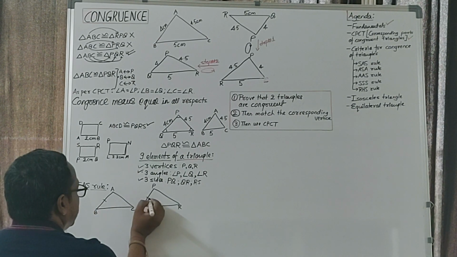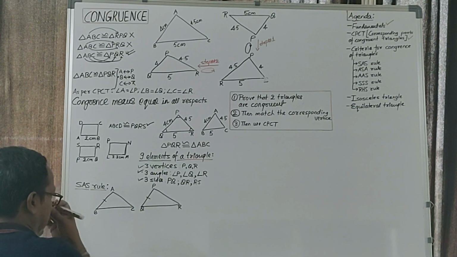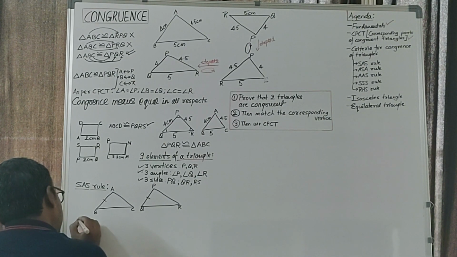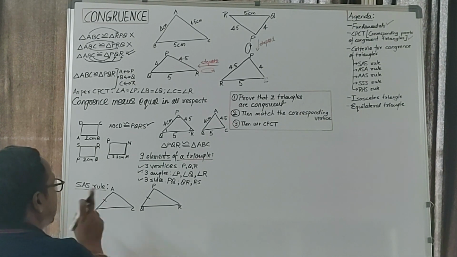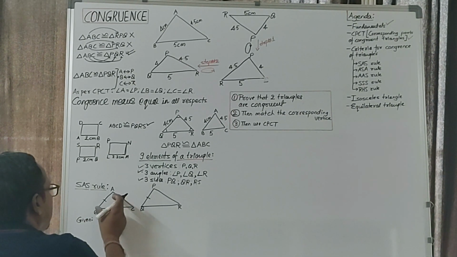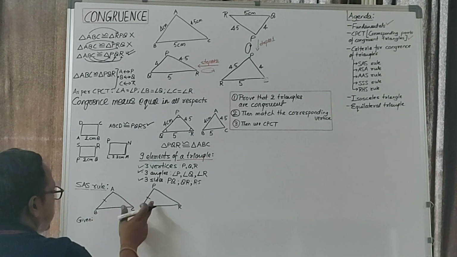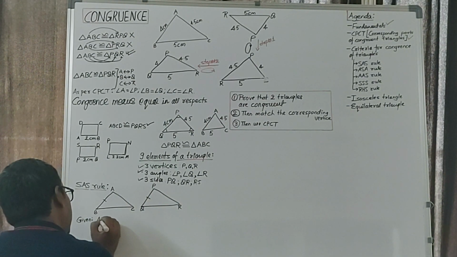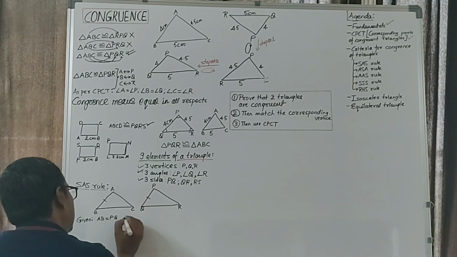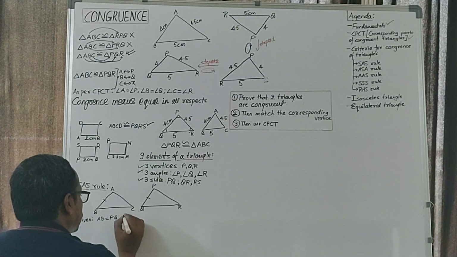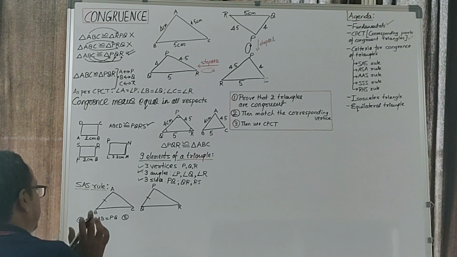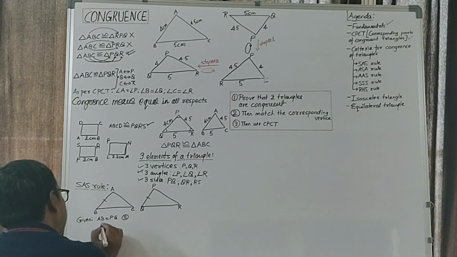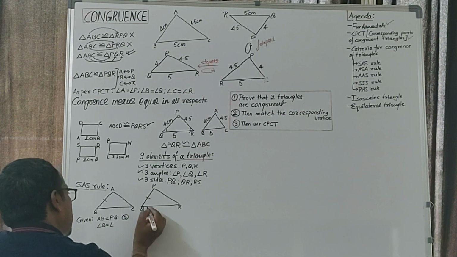So you mean to say this is given: AB equal to PQ. You can say that. It is given. As per this rule, I am explaining this rule. AB is equal to PQ, side, right? This is the corresponding side. It is a given fact. And angle B equal to angle Q.